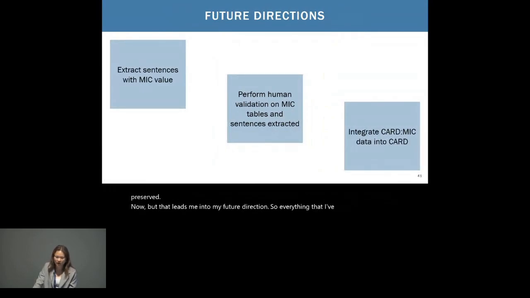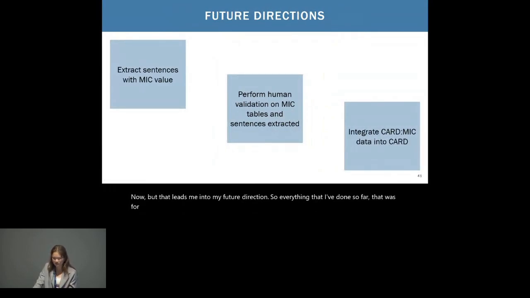Everything that I've done so far was for the MIC tables themselves. I think it's important that we perform human validation to make sure that the actual table data is about MIC, and also that the values within the tables are true. I also want to extract out MIC sentences, and finally integrate all of these data into CARD, a part of the CARD MIC module.